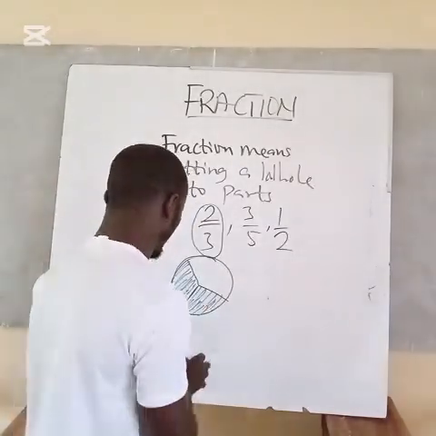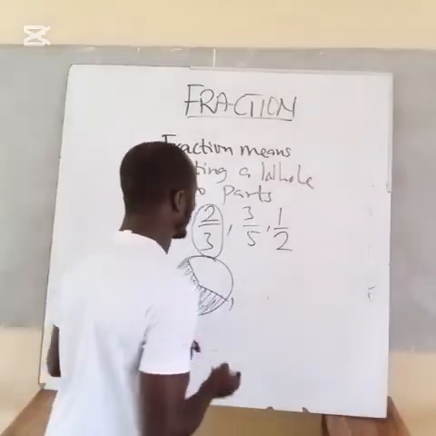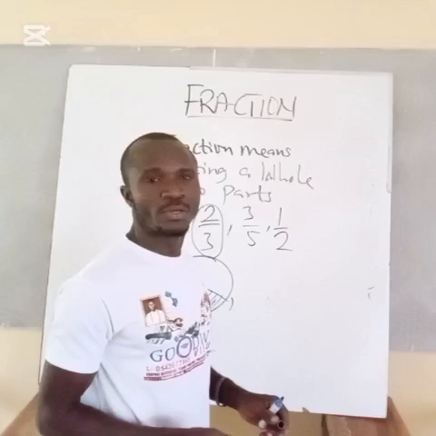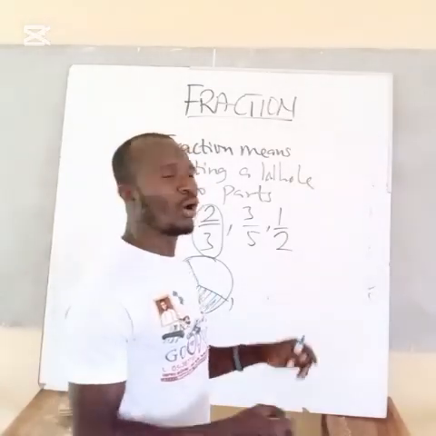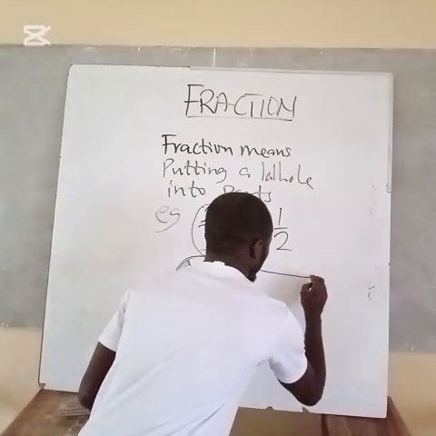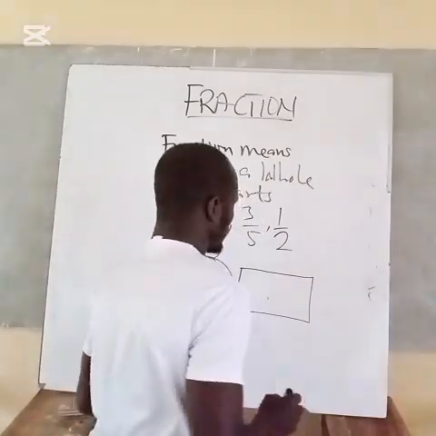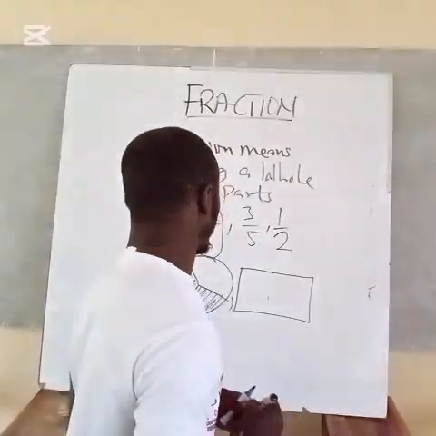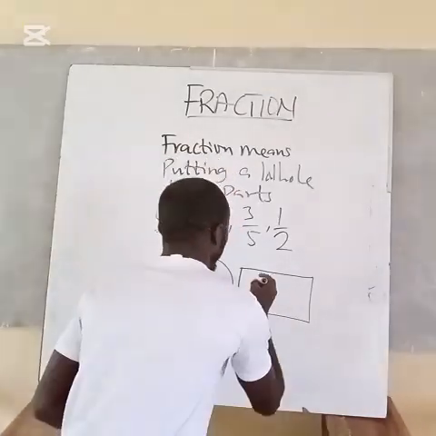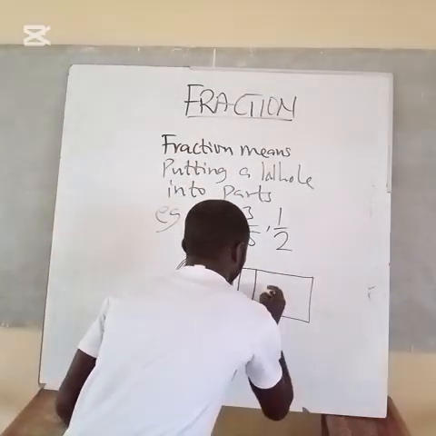Then let's go to the next one, which is 3 over 5. This one I won't use an orange, but I'll use a rectangular block. So let's go. So I have this rectangular box, and I have to divide it into 5 parts because of the fraction. So I divide it into 5 parts.